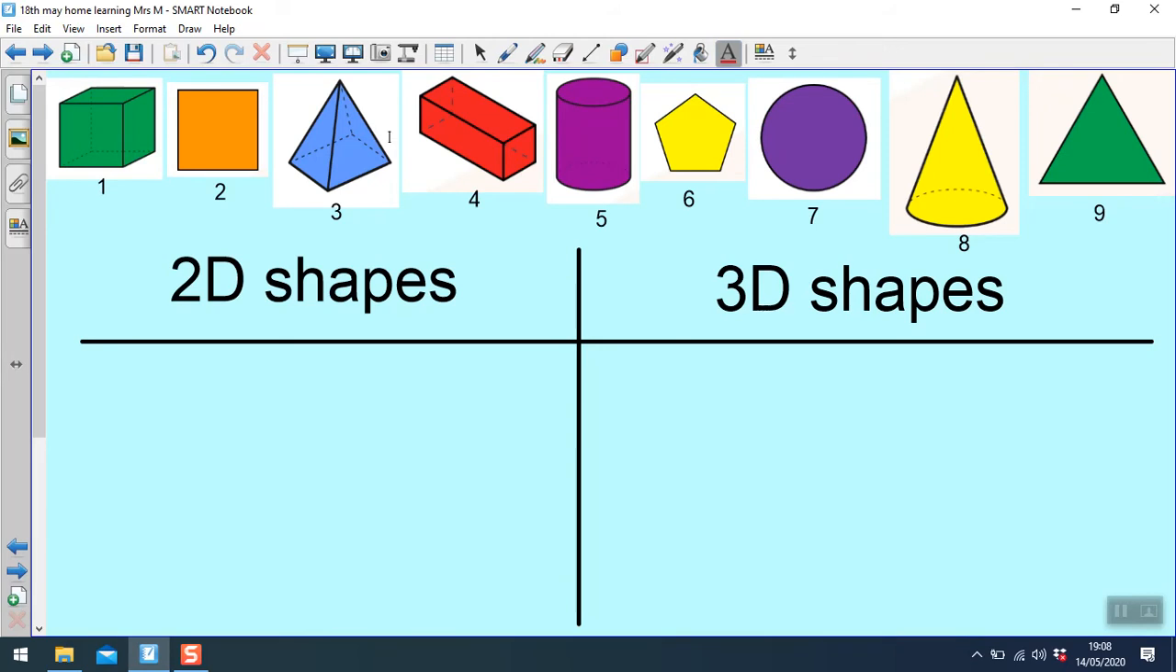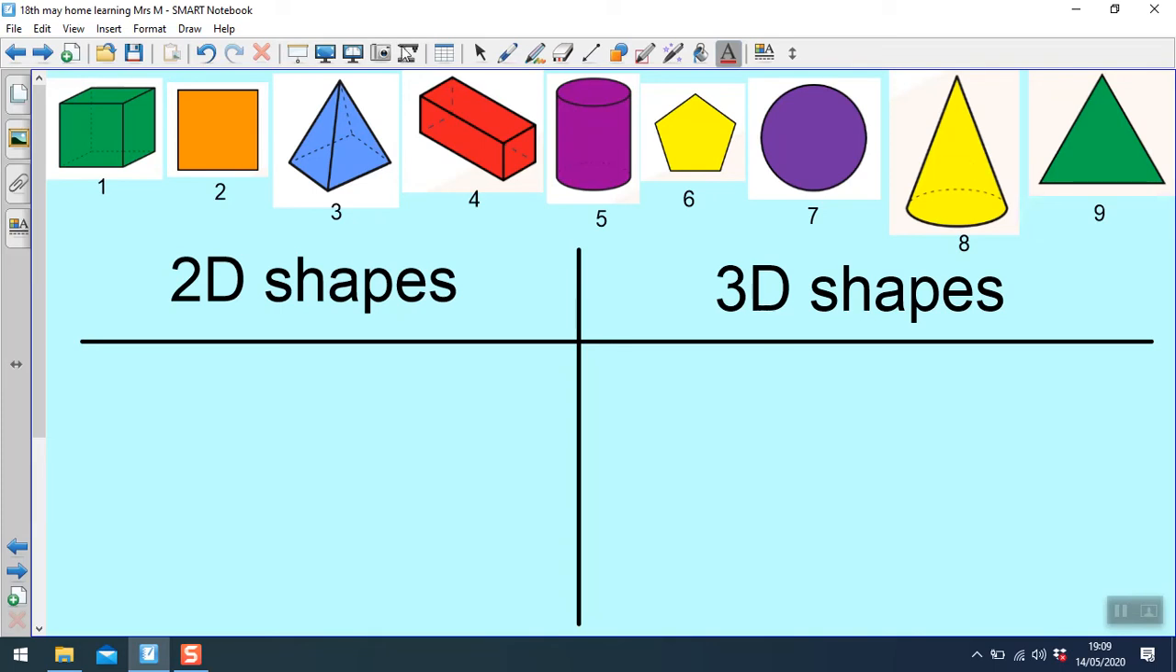Have a look at the shapes at the top. They've been numbered from 1 to 9. Can you draw yourself a table like this and put the numbers under the correct heading? Are they 2D or 3D? If you think number 1 is a 2D shape, you'd put a number 1 in here. If you think number 1 is a 3D shape, you'd write the number 1 in this column. Pause the video while you complete this.